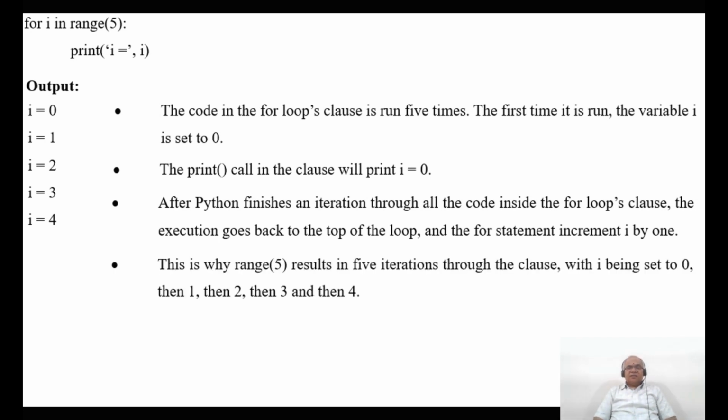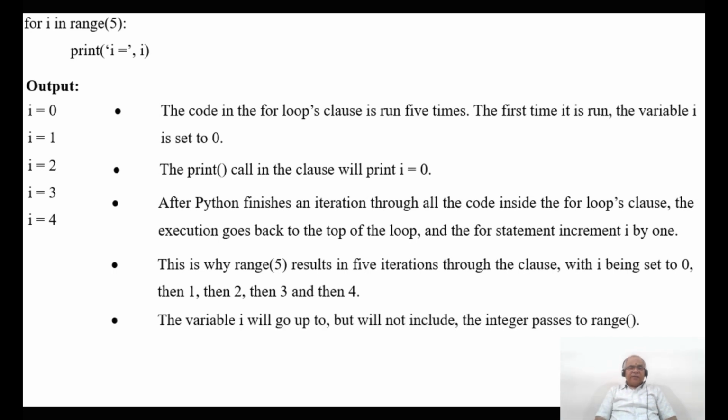This is why range(5) results in 5 iterations through the clause, with i being set to 0, then 1, then 2, then 3, and then 4. The variable i will go up to, but will not include, the integer passed to the range function. That's what is important. Suppose I want 5 also to be included, then I have to go up to 6. So that means whenever we give only the end value, the initialization value will start from 0 and the increment every time will be 1, unless otherwise specified.